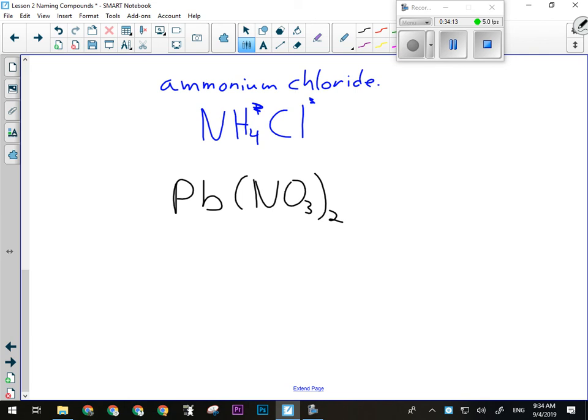So what I would do is write out the 2 names first, lead and nitrate, and then look at the charge on nitrate. The charge on nitrate, according to your table of polyatomic ions, is -1. How many nitrates are there? 2. So there's 2 negative charges, which means this one lead has to have a charge of +2. So you treat it like you would any other nonmetal, and you figure out the charges from there. It doesn't really change what you do, but it wasn't an example I had gone over, so now we've seen one like that. Now we know how those ones work as well.